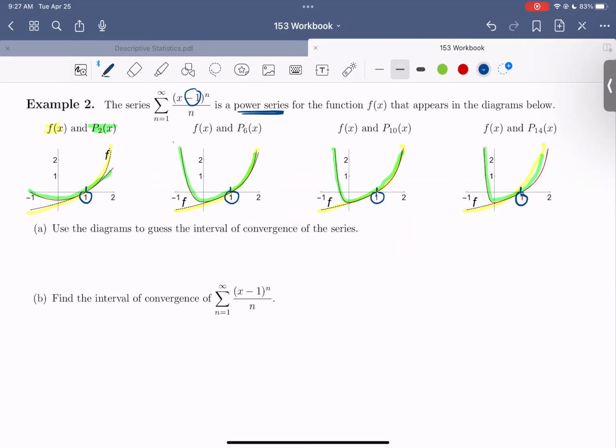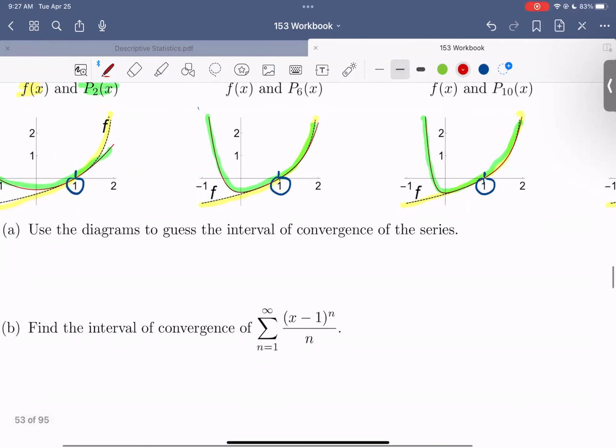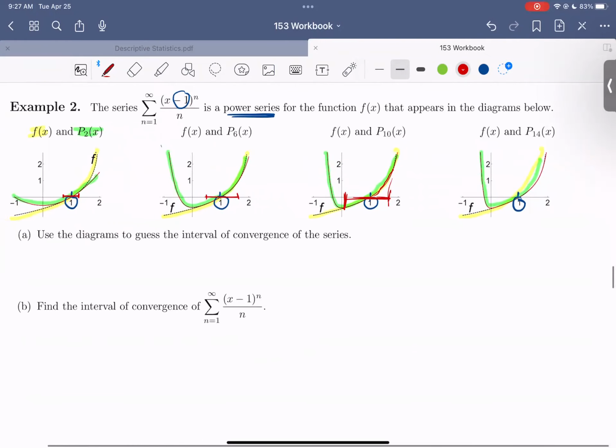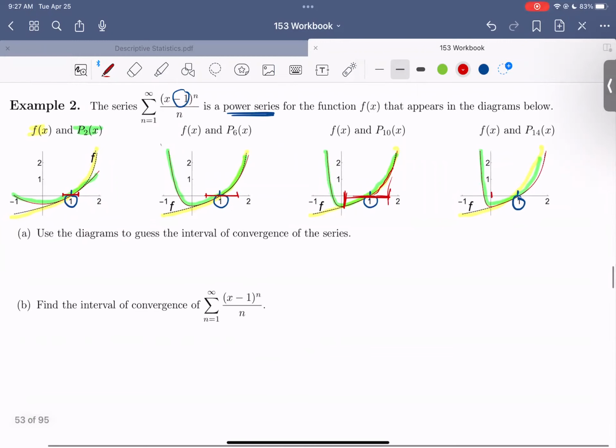Now we want to consider, what interval around 1 does the polynomial look very close to our function? For p sub 2, it looks around here. P sub 6, we get wider. Maybe we agree on this interval. For p sub 10, maybe we agree on this interval. And p sub 14, maybe we agree all the way to, say, 0. But regardless, we don't align outside, or less than, 0.